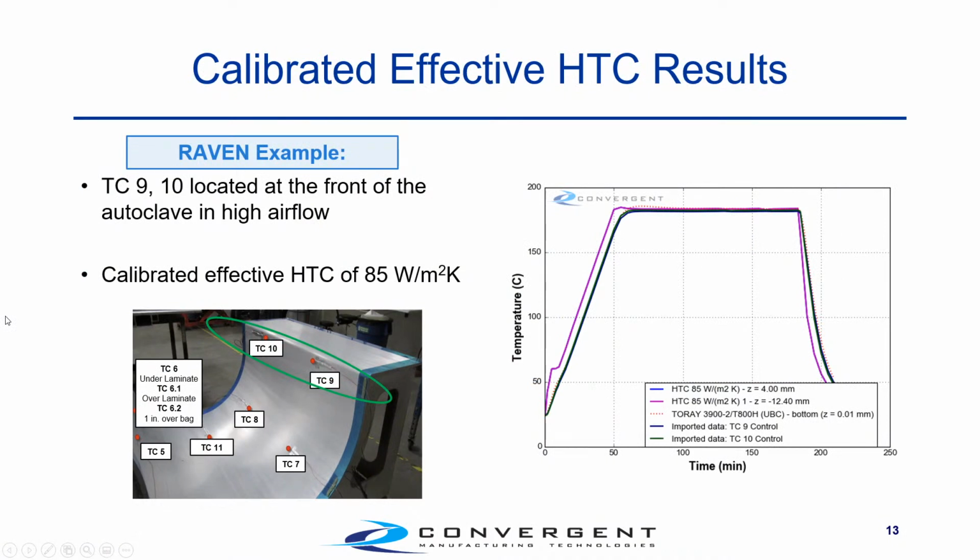So for TC 9 and 10, we came up with a calibrated effective HTC of 85 watts per meter squared Kelvin. Now, this does come in quite high on the typical values, but when we look at the positioning here, the airflow is coming in directly at this, so this does make sense. This is the air coming right in onto this part. It's also coming through the underside here and probably blowing directly on this position at 9 and 10. So we're going to see a relatively high HTC here, and we do get a relatively good match all the way through this cycle.